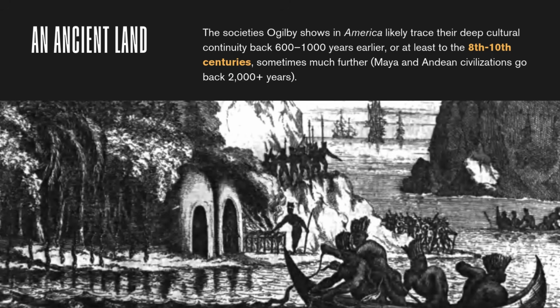Now, one of the things about the book that Ogilby put together is that it shows America as being a very ancient land. When you really look at the sketches, illustrations and engravings in the book, you'll notice there's some very deep cultural continuity that probably goes back 600 to 1,000 years earlier, or at least to the 8th to 10th century, sometimes much further. For instance, the Maya and Andean civilizations go back 2,000 plus years.